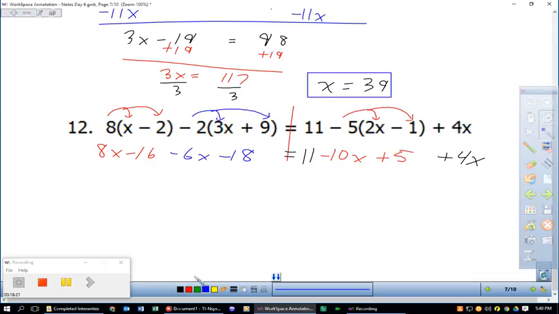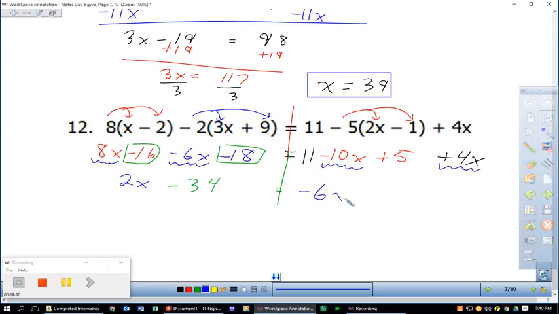Okay, I've drawn my line already, so I need to combine like terms. So on the left, I can combine 8x and minus 6x. That'll give me a 2x. Okay, I can also combine minus 16 and minus 18 into minus 34. Okay, now over here on the right side, I can combine negative 10x plus 4x. Gives me a negative 6x, I believe. Okay, and we can combine the other two as 11 and plus 5, so that is 16.